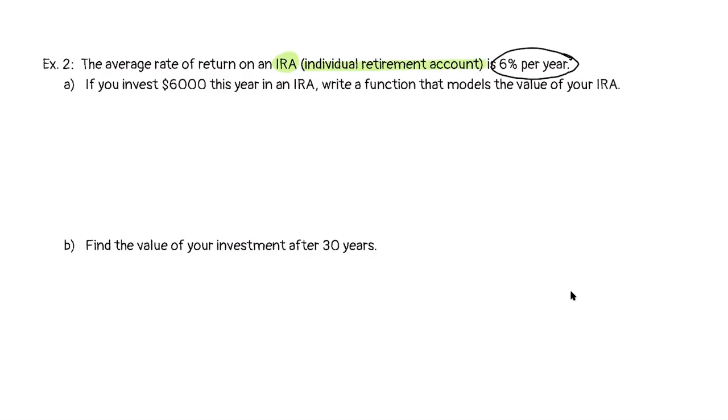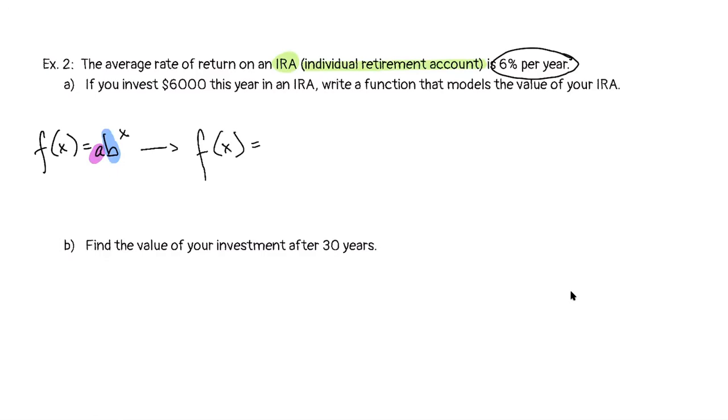Okay, so 6%, I see the percent automatically. I'm thinking f of x equals a b to the x. I see the percent, I'm thinking exponential. Just like with the truck problem, I have to find my a value and I have to find my b value. I don't want to see anyone put the 6 in for the b. You've got to do something with it first, okay?